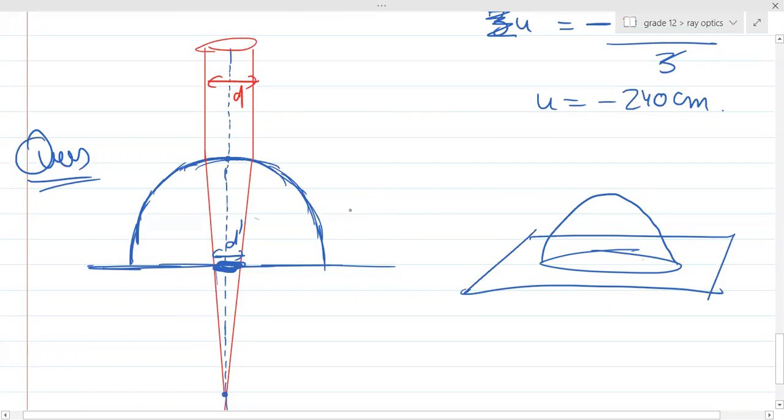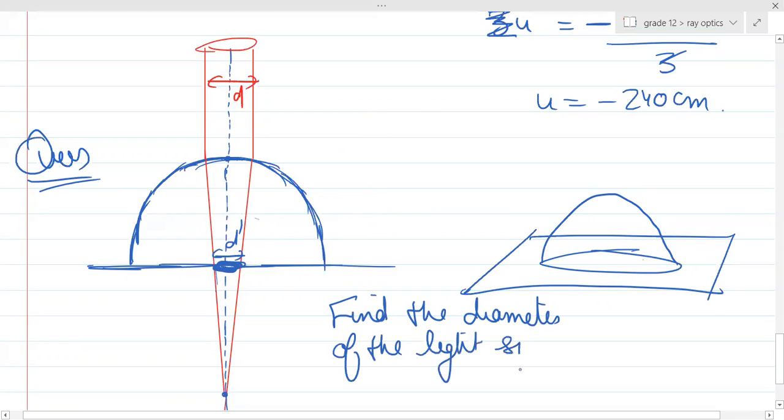So now please see the question. Figure shows a glass hemisphere placed on a white horizontal sheet. A vertical paraxial beam of diameter D is incident on the curved surface of the hemisphere as shown. Find the diameter of the light spot formed on sheet after refraction.